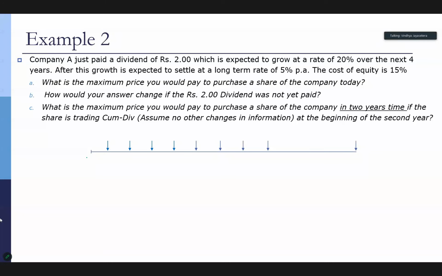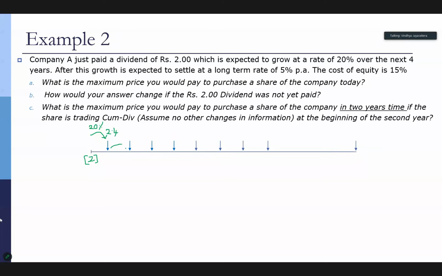So let's look at the numbers. You had just a dividend paid of 2 rupees. The dividend was just paid, so I'm going to leave that aside. That's not going to impact, it's not a cash flow that I'm getting. But I need that to do the rest of my cash flows. So this 2 rupees next year is going to grow at 20% and become the next year's dividend, expected to be 2.4 rupees.